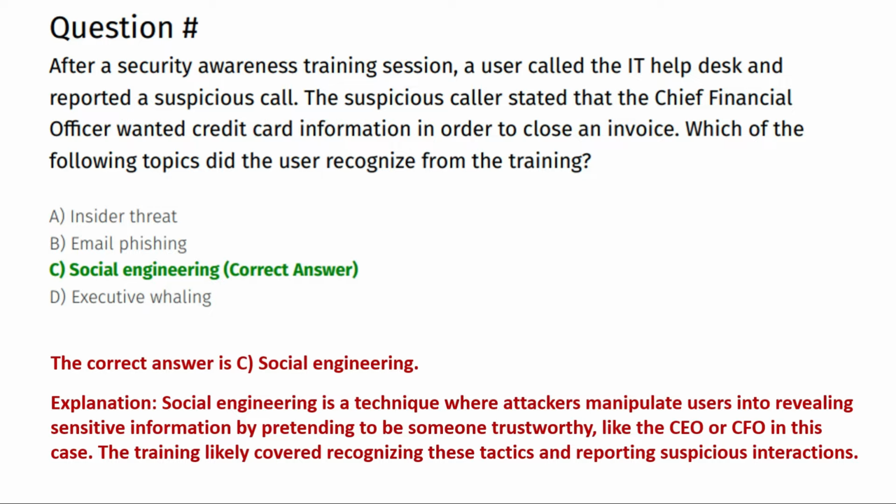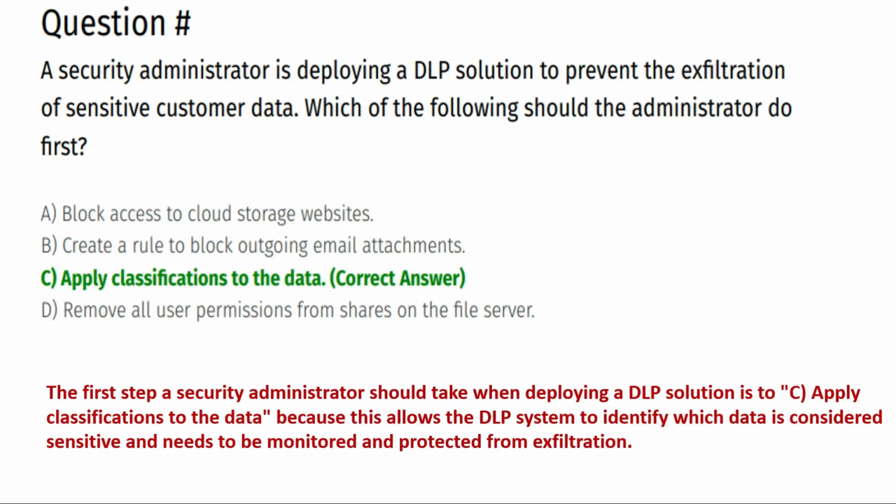So social engineering is a technique where attackers manipulate users into revealing sensitive information by pretending to be someone trustworthy, like the CEO or CFO in this case. The training likely covered recognizing these tactics and reporting suspicious interactions. So that's why the correct answer for this question is option C, social engineering. So let's move to the next question.